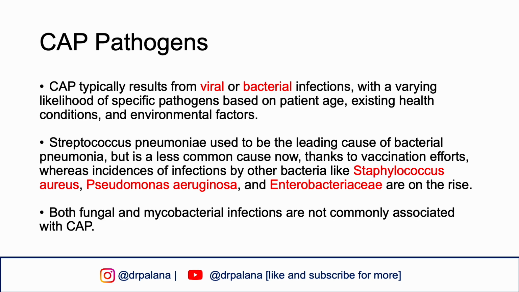Community-acquired pneumonia typically results from viral or bacterial infections, with a varying likelihood of specific pathogens based on patient age, existing health conditions, and environmental factors. Streptococcus pneumoniae used to be the leading cause of bacterial pneumonia, but is a less common cause nowadays, thanks to vaccination efforts. Whereas incidences of infections by other bacteria, like Staph aureus, Pseudomonas, and Enterobacteriaceae, are on the rise. Both fungal and mycobacterial infections are not commonly associated with CAP.